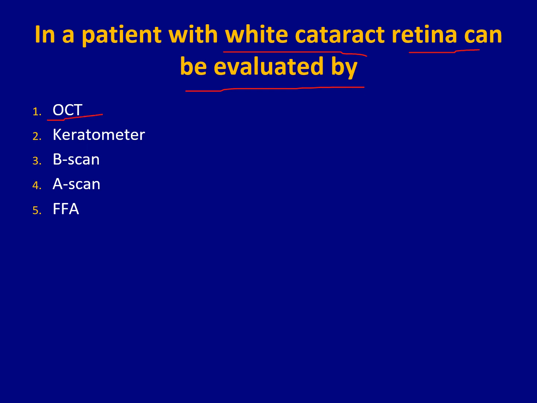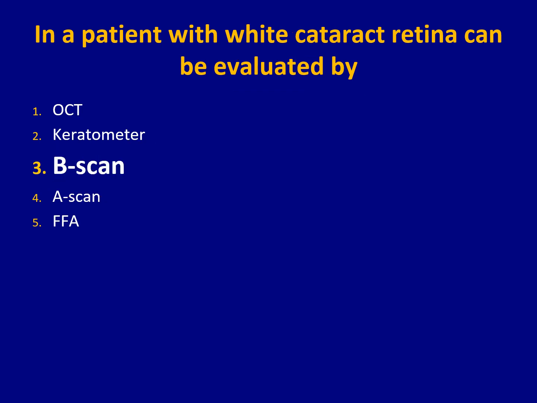OCT can see the layers of the retina, but only when the light can go through. Keratometer is for the corneal curvature. With the B scan, you can see the retina even if the media is opaque like the white cataract, so that may be the answer. A scan is for axial length, not for evaluating the retina, and FFA is for leakage in the blood vessels. So the most probable answer would be B scan. Let's see. B scan is the answer.